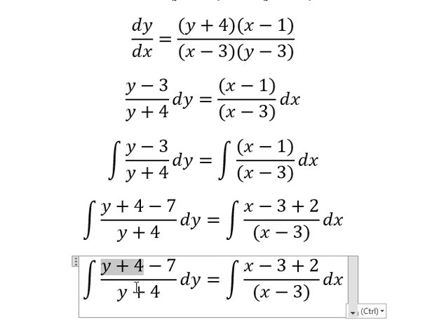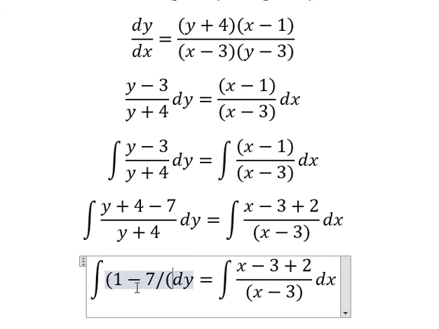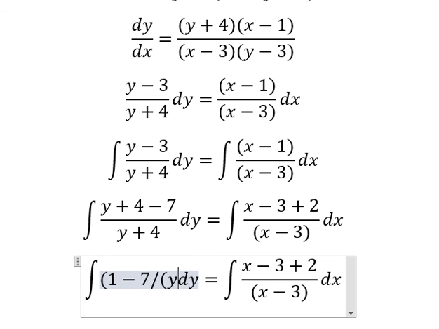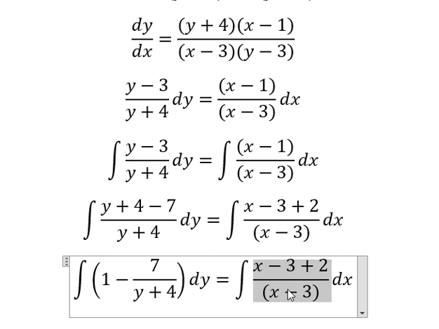this one divided by this one, we have 1, similar for this one. So we have 1 minus 7 over y plus 4. This one is similar.